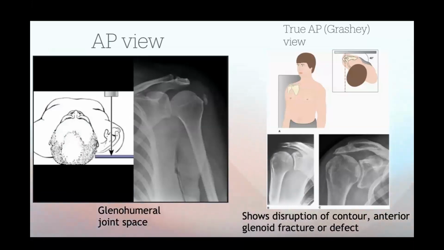First is the true AP, the AP view of the X-ray. The AP view of the X-ray is taken when the patient is standing straight, the collimator is placed behind, and the beam is shot directly at the shoulder joint. Here, it's a direct front-on view.